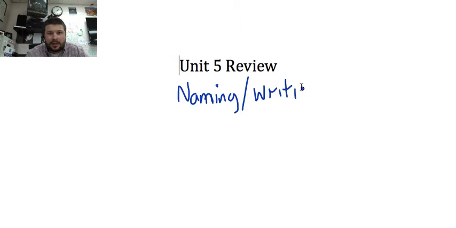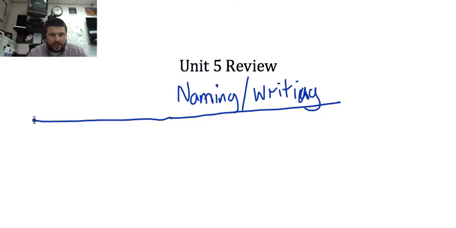All right, so this is a quick Unit 5 review talking about all the things that we've kind of talked about in Unit 5 as far as naming and writing. So the big things we talked about is the naming slash writing of ionics, okay? And that falls under the umbrella of these three categories.